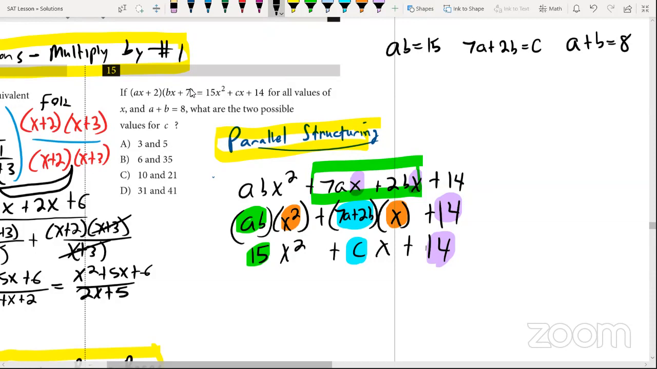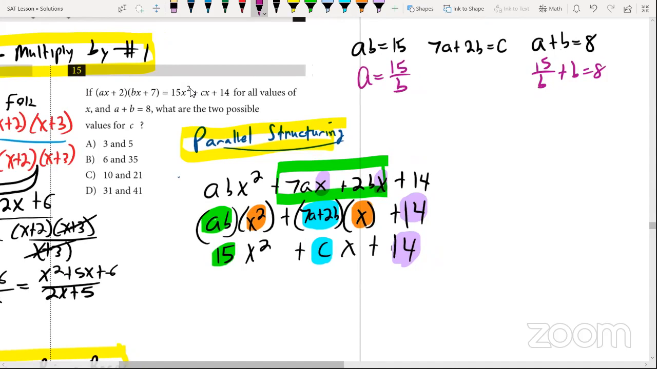But, you know, we want to kind of plan for the worst. So let's say we're in an SAT and we don't realize that we can do that. We can also substitute one into the other. So here I could divide by B on both sides, and A equals 15 over B, and plug that in right here. And now we have kind of a complicated thing to solve.